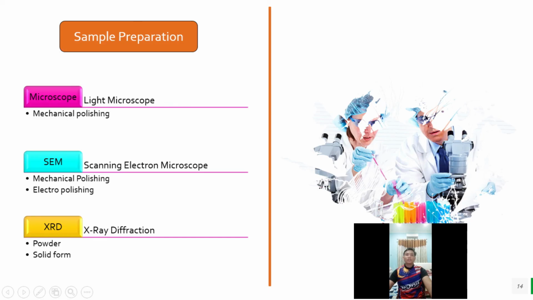Next, we go to the sample preparation. As I mentioned before, the sample will go through the microscope, SEM and XRD. So for the microscope, the sample needs to be prepared with mechanical finishing. Secondly, for SEM, the sample will go through mechanical polishing and electro polishing. And lastly, for XRD, the sample needs to be in powder form, and can also be in solid form.